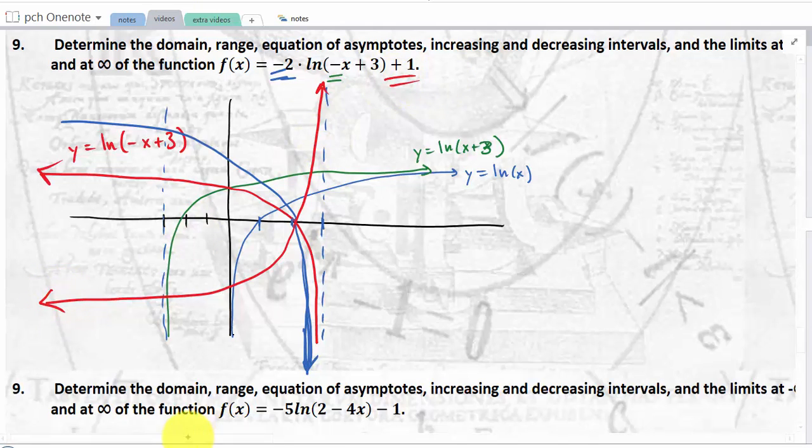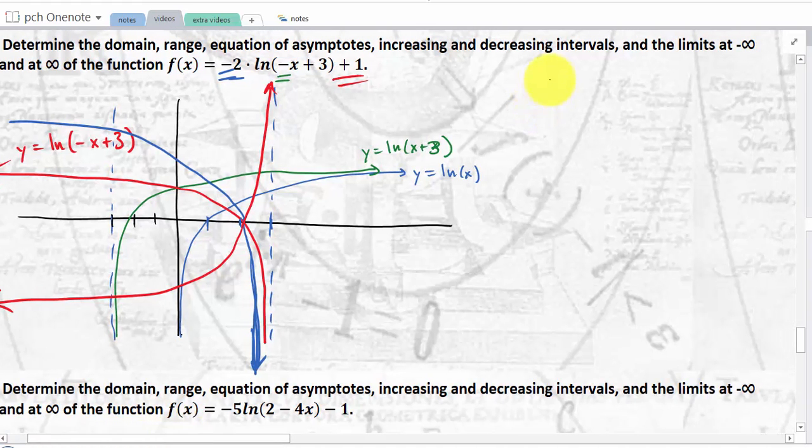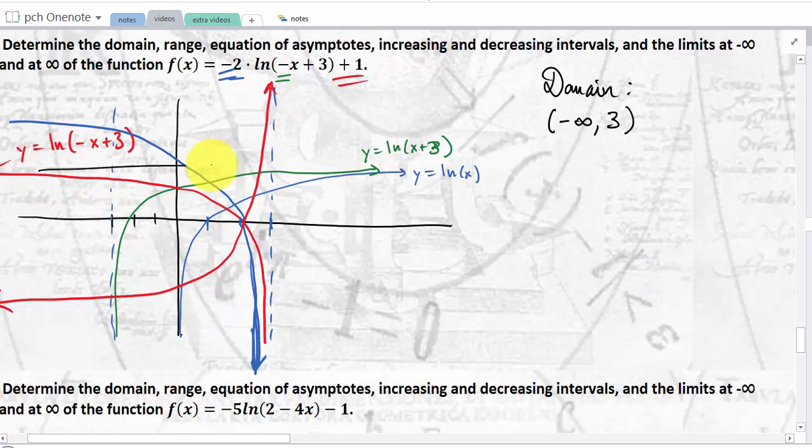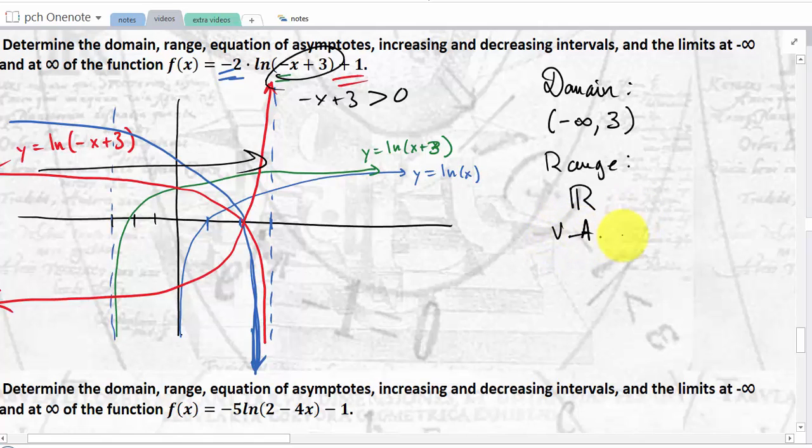So let's answer this question. So domain, all right. Well, we see the domain. The domain is negative infinity to 3. Okay, negative infinity to 3. That's your domain right here. We could have looked at that and said negative x plus 3 has to be positive. It would have given us a domain too. Okay. The range, it's always the same. For log, it's all real numbers. Asymptotes, we have a vertical asymptote. It's x equals 3. The function, that's my last one right here, plus 1, of course.